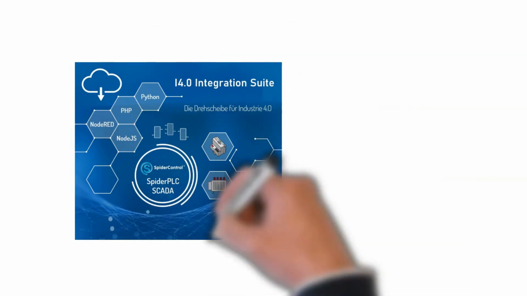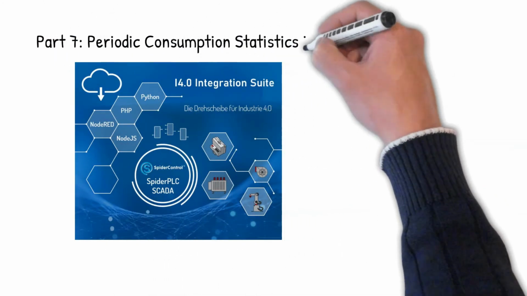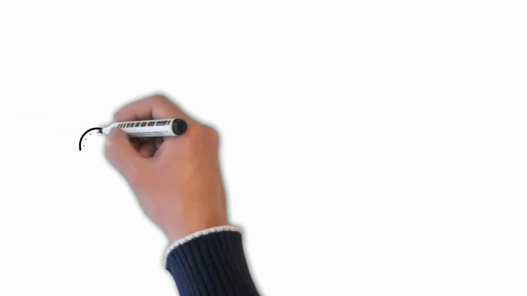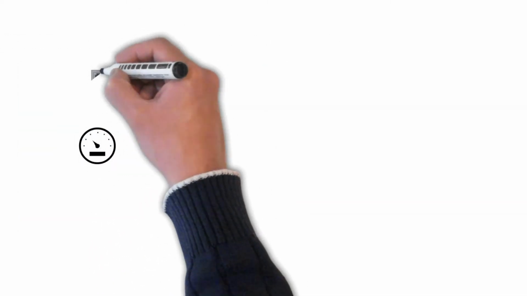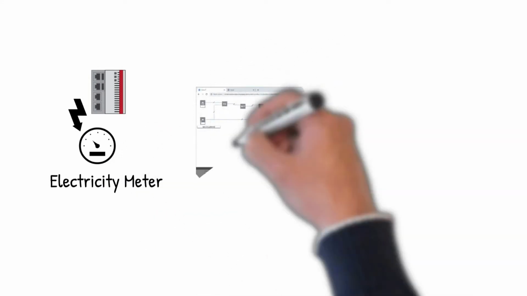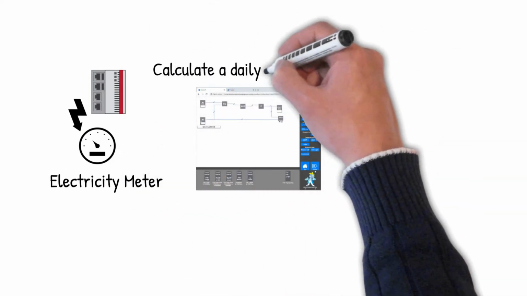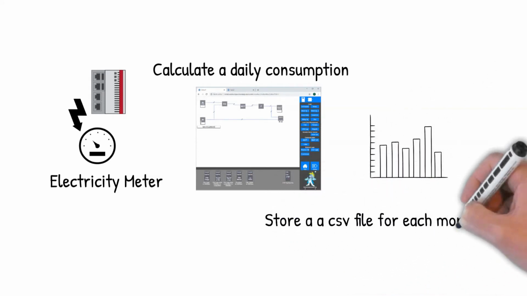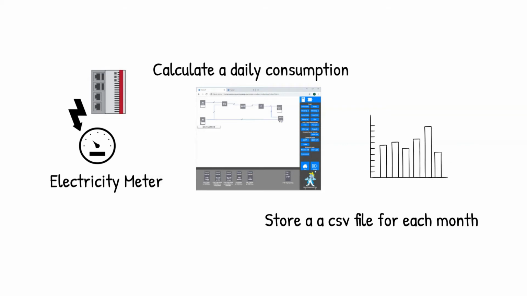This is SpiderControl I4.0 Integration Suite with part 7. We will calculate a periodic consumption statistic and store this to a CSV file. In this example, we will have an energy counter or some kind of counter, and we will program a logic with our Spider PLC that will calculate the daily consumption, and these daily consumptions will be stored to a CSV file for each month separately. So let's have a look at the example.